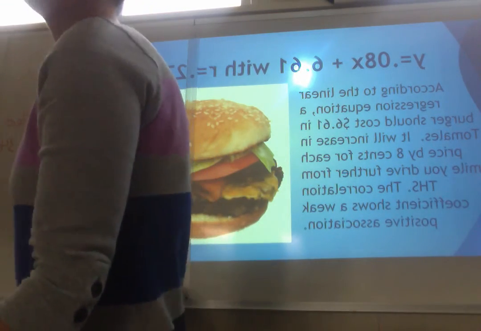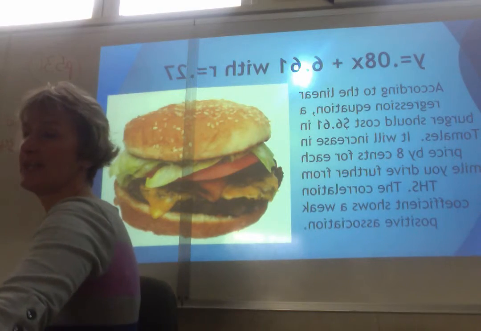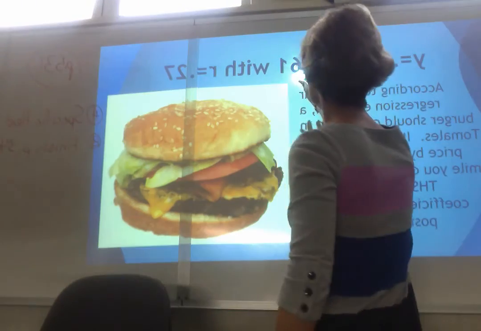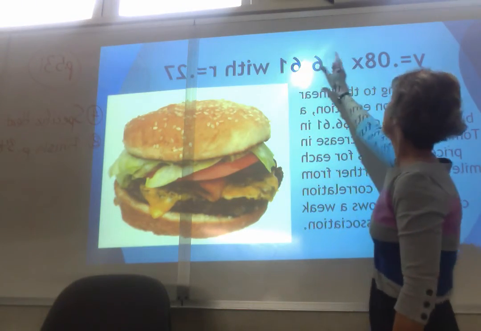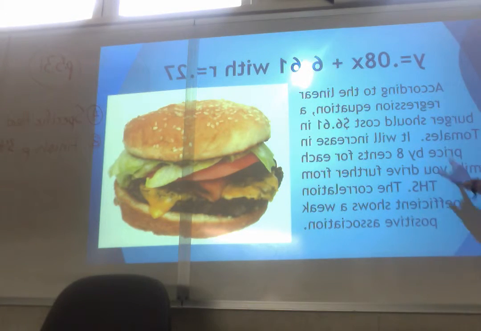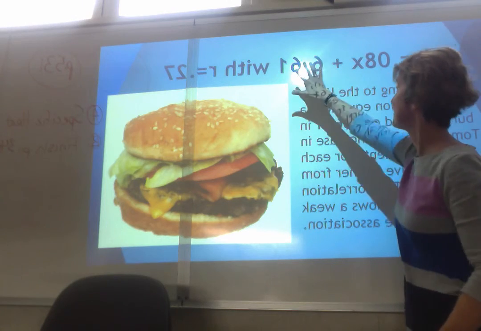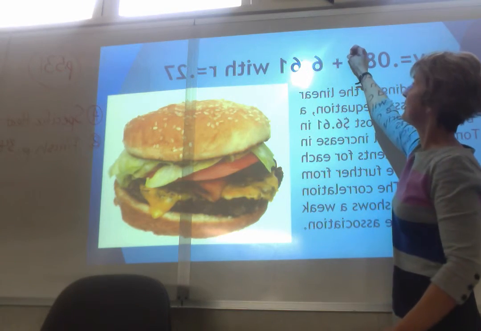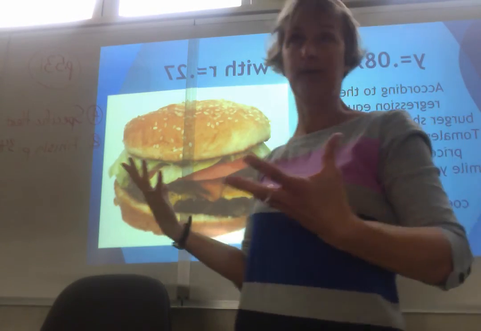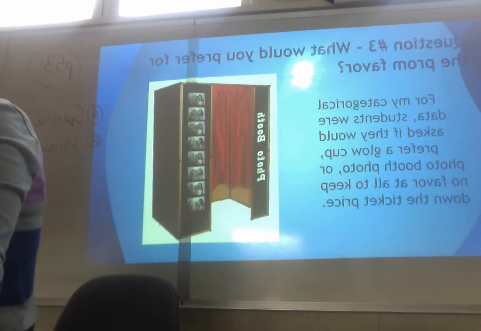Okay, there's my linear regression line. According to linear regression, a burger should cost 6.61 in Tamales. So this is the starting value. And then for every mile farther, we're going to go up by 8 cents. Okay? 0.08 in terms of dollars means it will increase in price by 8 cents for each mile you drive further from THS. That's what this equation would tell you. If you're at 0, this part goes away. That's the price of a burger in town according to my line. And that's, again, a prediction.